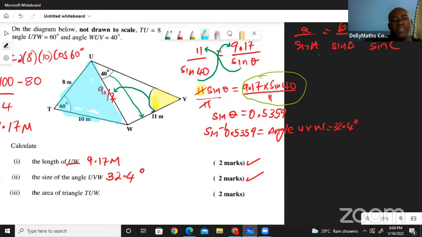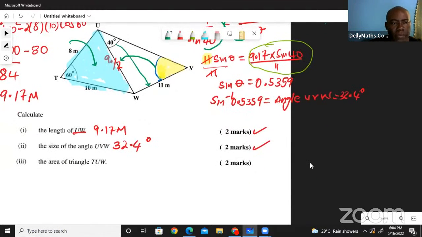There's a very easy way to find the area of this triangle using trigonometry. In trig, if I have an angle between 2 sides, there is a special trigonometric way of getting the area of that triangle. If you notice, we have 8, we have the 60, and we have the 10. So we have an angle between 2 sides. Whenever you see that, just know that you can find the area of that triangle very easily.